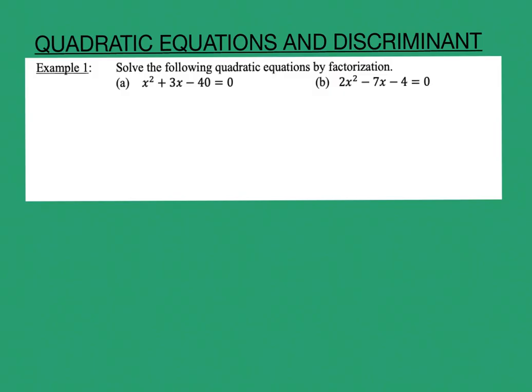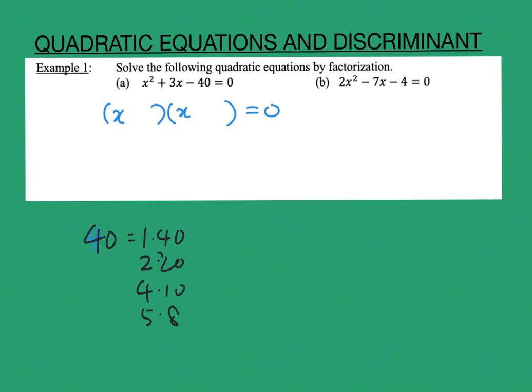So I will look at how you can factorize the expression on the left. Very quickly, I'm going to just write my two brackets in. The coefficient of x squared is 1, so it's easy. The first term has to be x and x. To factorize this, I'll look at the factors of 40. 40 is 1 times 40, 2 times 20, 4 times 10, and 5 times 8. So which pair will give you a 3? In this case, it will be 5 and 8.